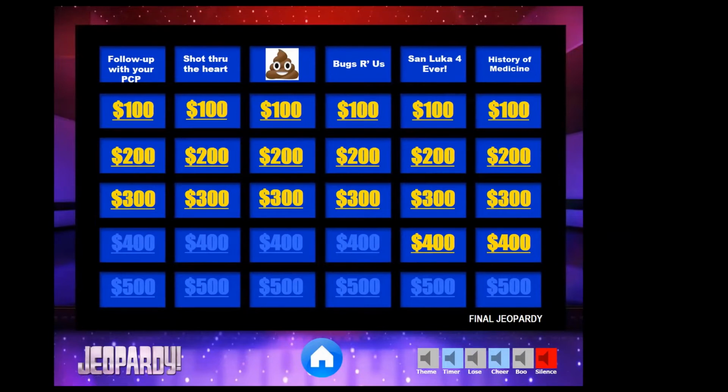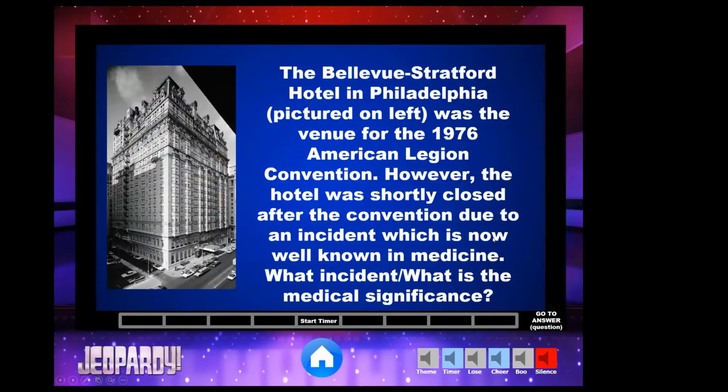Right, moving to team 2. All right, well, we'll stick with our history prowess and go history of medicine 400. Good choice. The Bellevue Stratford Hotel in Philadelphia, which is pictured here, was the venue for the 1976 American Legion Convention. However, this hotel was shortly closed after the convention due to an incident which is now well known in medicine. What is the medical significance of this hotel, and what incident are we talking about?